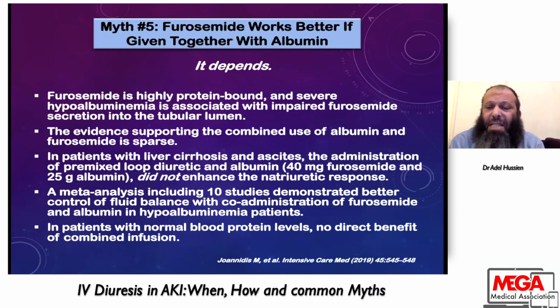In patients with liver cirrhosis and ascites, as Dr. Shams mentioned in his presentation, they found that administration of premixed loop diuretics with albumin did not enhance the natriuretic response. There was a meta-analysis including 10 studies that demonstrated better control of fluid balance with co-administration of Lasix and albumin in hypoalbuminemic patients. In patients with normal blood protein levels, there is no direct effect of the combination. So we have to be careful when giving albumin with Lasix. Look for the protein level. The patient will benefit if he has hypoalbuminemia; if no hypoalbuminemia or normal albumin level, there is no direct benefit of this combined infusion.